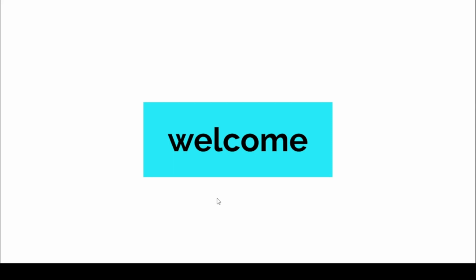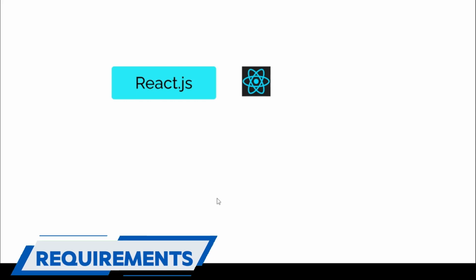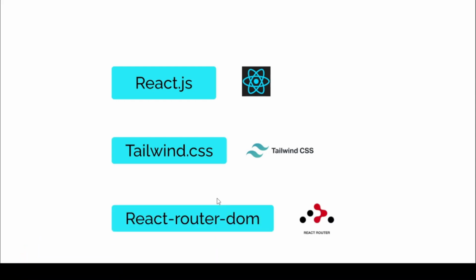Today I'm going to show you how to set up a basic React project inside of your machine so that it can act as a boilerplate. First of all, we will be using React.js as our library, Tailwind CSS for the styling, and React Router DOM for efficiently navigating throughout the pages inside of a React.js application. So let me walk you through how we're going to do this.